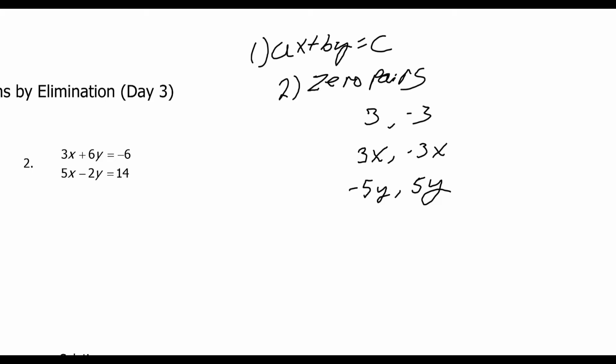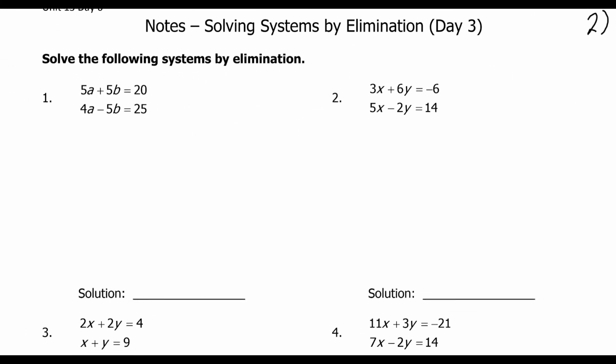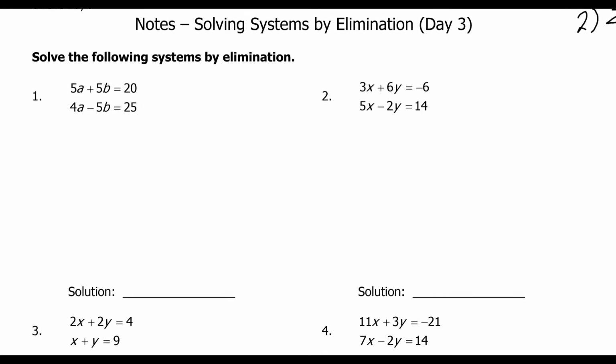Okay, now coming over here to problem number 1. On problem number 1, the 0 pair literally jumps out at you and tells you, hey, cancel me. So we're going to go ahead and add these 2 rows together. As you probably guessed, we're going to use the 5b's as our 0 pair. We eliminate that, and what we're left with is 9a equals 45.